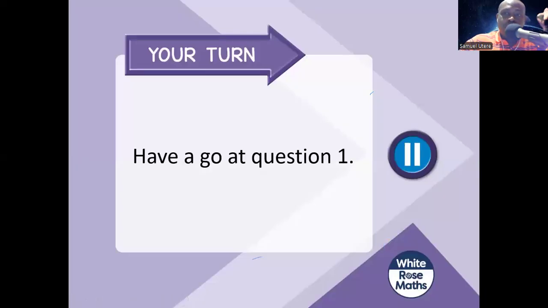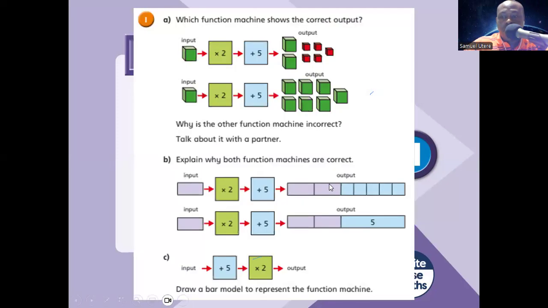Okay, what we've learned so far is, number one, that with two-step function machines, you can use diagrams as inputs, and then you can have different results when you reverse or change the order of operations of the function machines. Have a go at question 1. You can pause the video and do question 1 in 2 minutes. You can take longer depending on your pace of working.